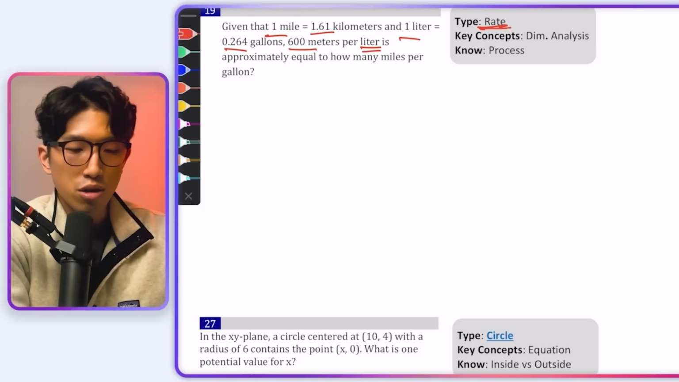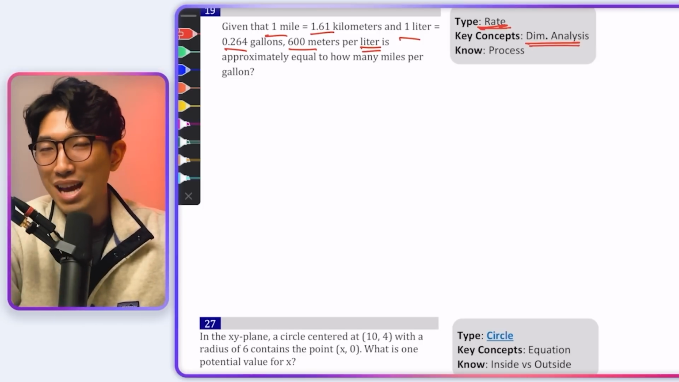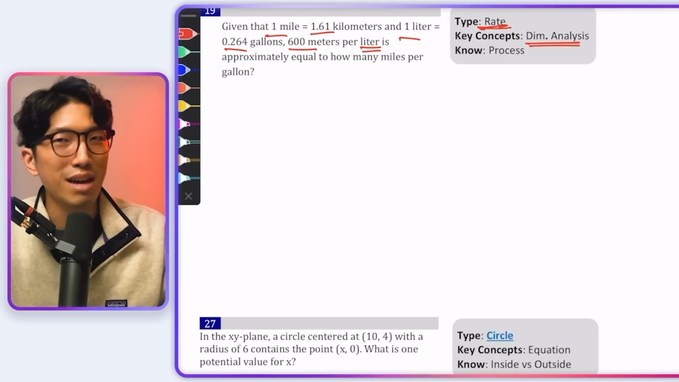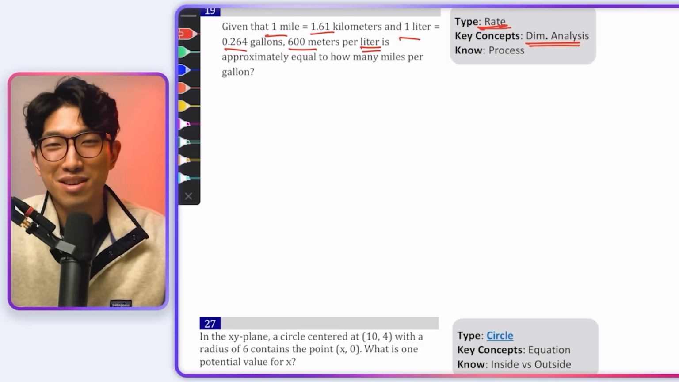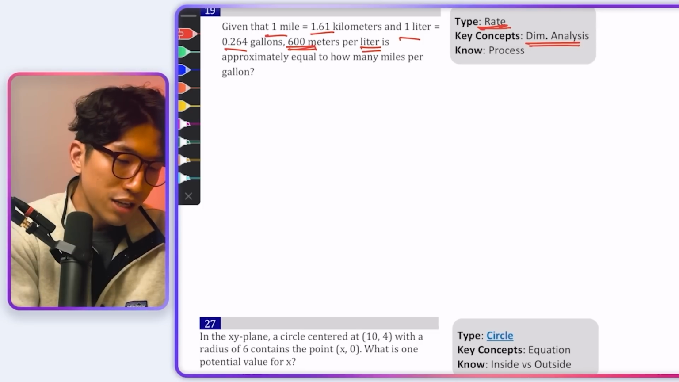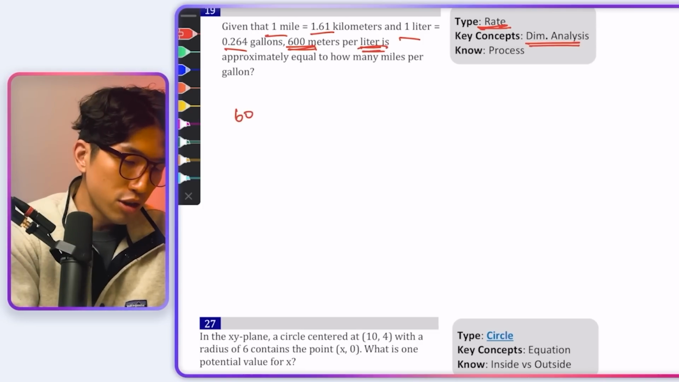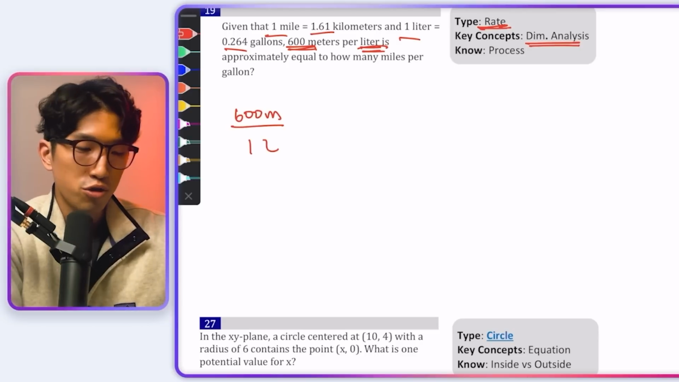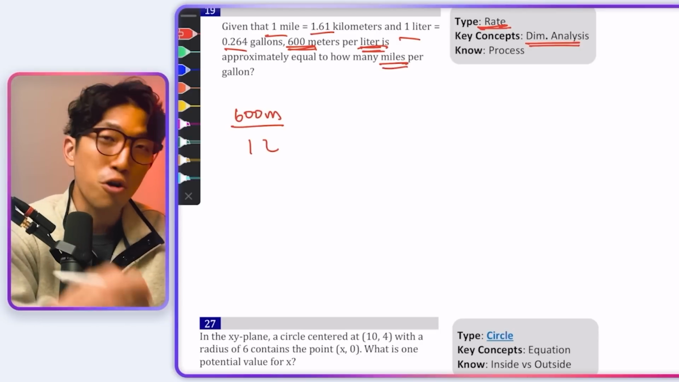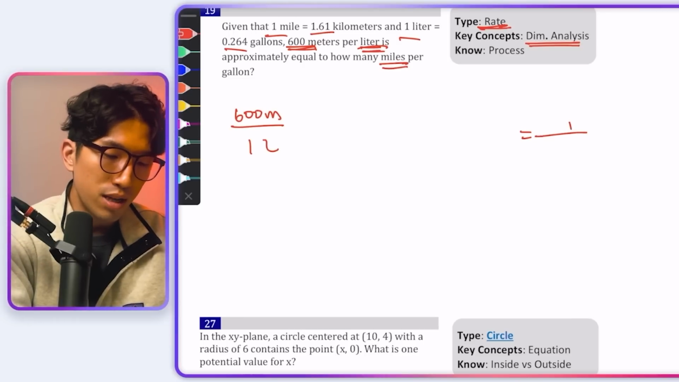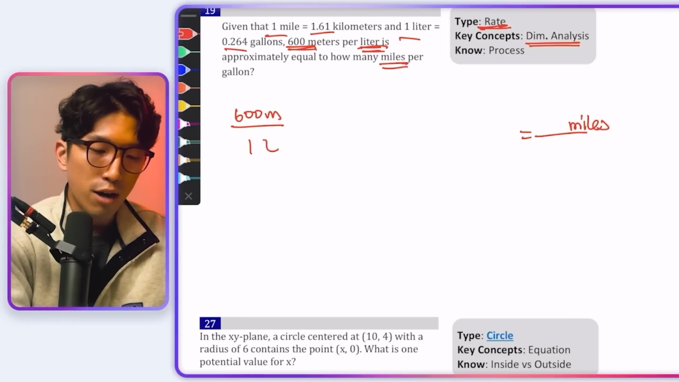And when it does, you want to use something known as dimensional analysis, which you probably could have learned in chemistry, but probably forgot like 90% of it, like I did too. I had to relearn it again for the SAT. So currently, our relationship that we know is going to be what? 600 meters or 1 liter. But the question wants you to put it in terms of miles per gallon, right? So your final result should have the units of miles per gallon.